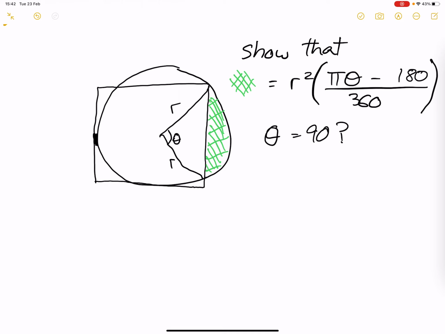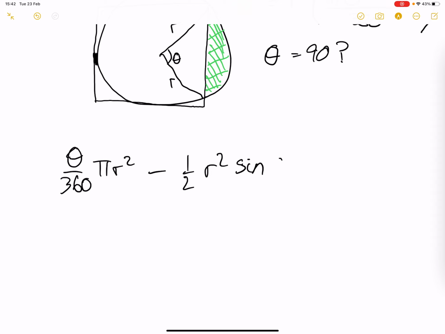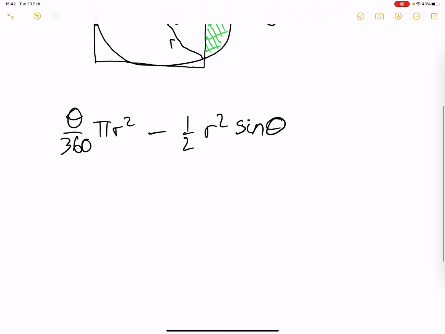So, next step, how are we going to work out the green area? I've drawn that on, and what I'm going to do is calculate that area, which will be theta over 360 times the area of the circle, which is just pi r squared, minus the area of the triangle, which will be half r squared times sine of theta. We don't know what theta is, but if we could know theta, then we would be able to find out if that will give us our 180 over 360.